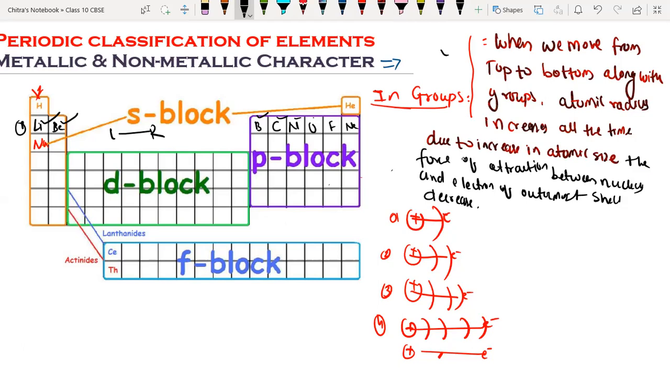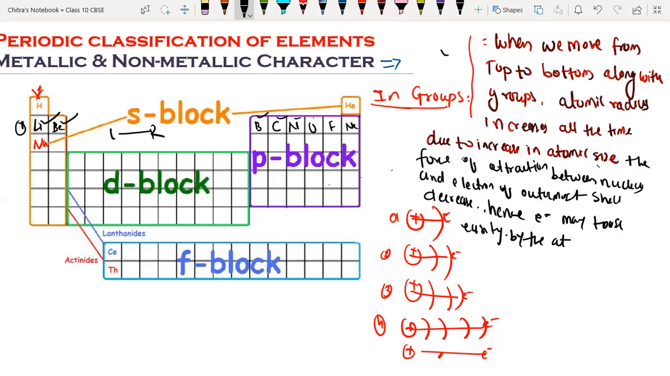If the force of attraction decreases, that means we can lose electrons easily. So hence electrons may be lost easily. Due to the increase in atomic size, the force of attraction between the nucleus and electrons of the outermost shell decreases. Hence, electrons may be lost easily by the atom. Is it or not? Yes, sir.